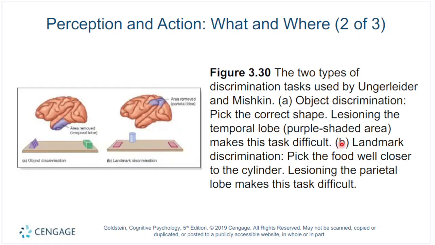And then the other one, B, the landmark discrimination. Asaan? Diba? Again, yung pathway kanina, nasa babang part yung what, nasa taas na part yung where. Okay, so landmark discrimination. So pick up the food well closer to the cylinder. So this is the food that's closer to the cylinder.